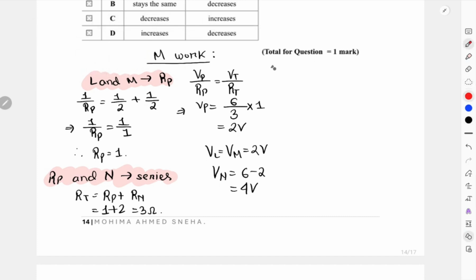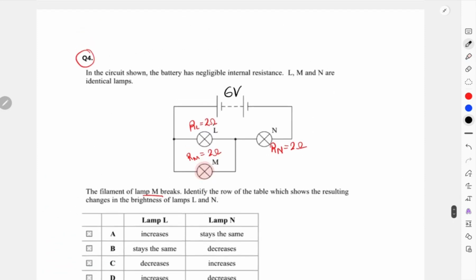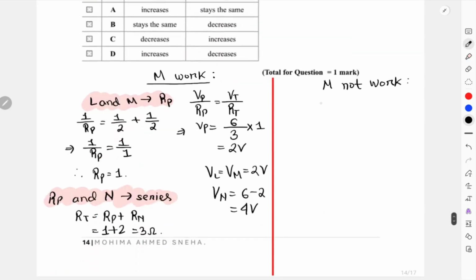But now we are going to assume that M stops working, right? This is for when M is not working. So when M is not working, the entire circuit will be different. If M is not working, then the circuit only has L and N present, connected in series only. If I draw a very small diagram, this is how it will look: this is L, this is N, and this is L. M doesn't have any existence this time, because if M is not working, current is not flowing through it.